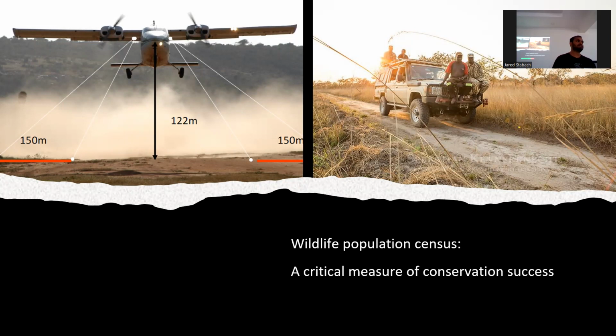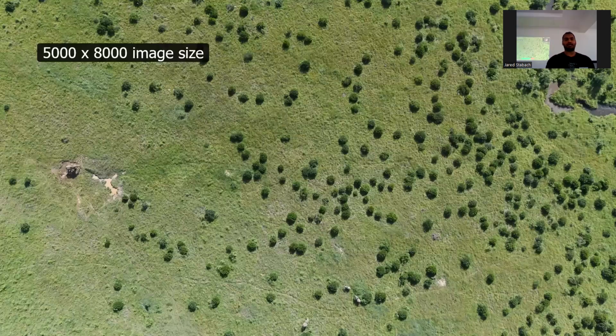For example, the data set that Jared introduced in the morning has 11,000 images, and those are not small images. Each one of them is around 5,000 by 8,000 pixels. This is big data, and if you have to manually do everything, it is going to be a difficult task.